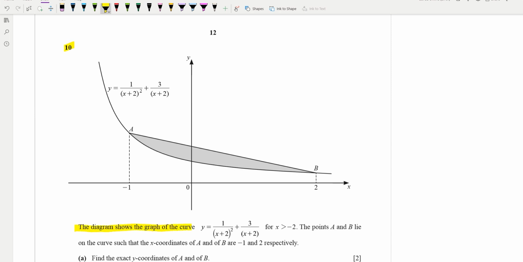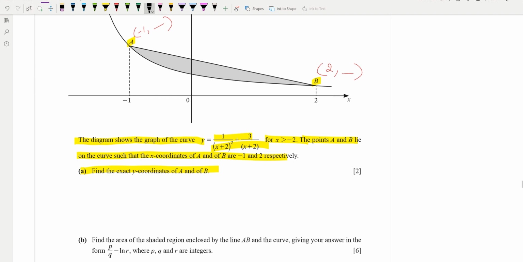Question number 10. The diagram shows the graph of y is equal to this one for x is greater than minus 2. The points A and B, A is this one, B is this one, lie on the curve such that the x coordinates of A and B are minus 1 and 2. So minus 1 is this one and 2 is this. We need to find the exact y coordinates of A and B. So A and B y coordinates are required.